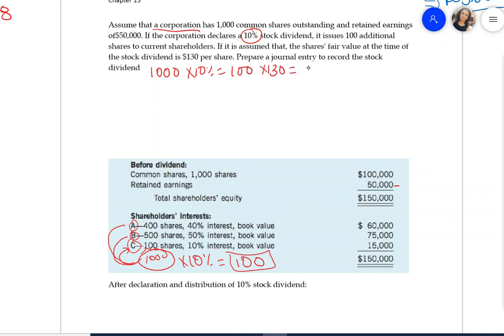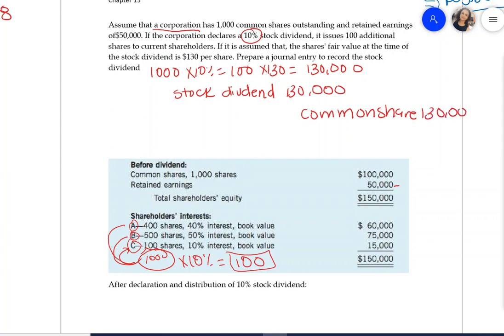So this is where we are getting 130,000. Now, what type of dividend did we issue? We issued a stock dividend, which is going to be your 130,000. And then we're going to give them common shares. So there are more shares outstanding now.